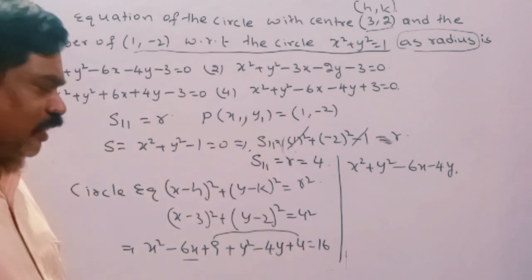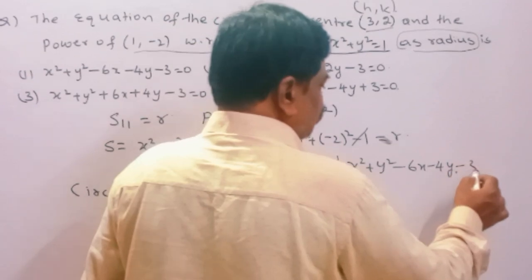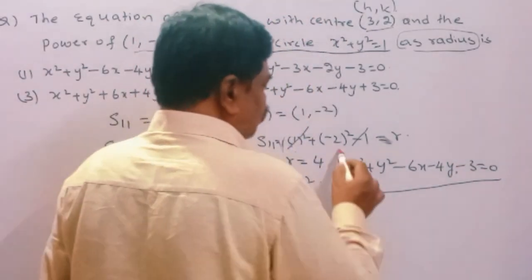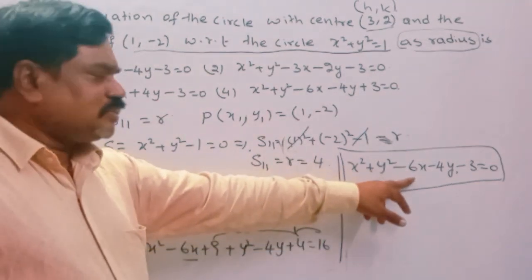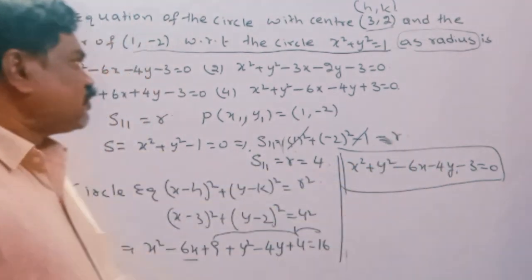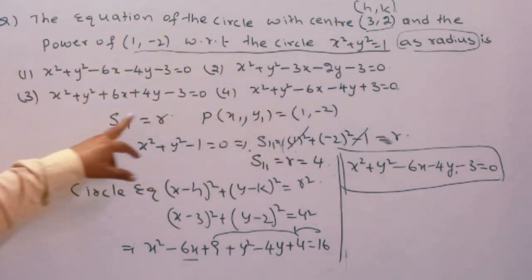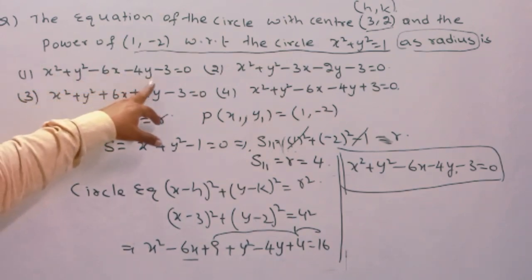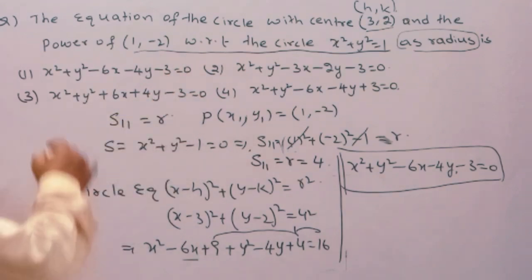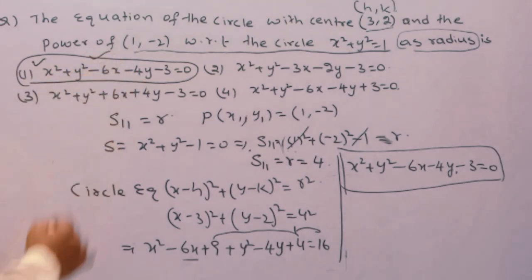9 plus 4 is 13. 13 minus 16 is minus 3. Minus 3 equal to 0 is the required circle equation. So x square plus y square minus 6x minus 4y minus 3 equal to 0. By observing these options, x square plus y square minus 6x minus 4y minus 3 equal to 0 is the required circle equation. Option 1 is the correct answer. Okay, all of you, that's all. Thank you.